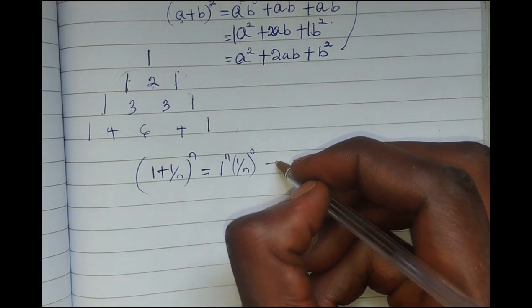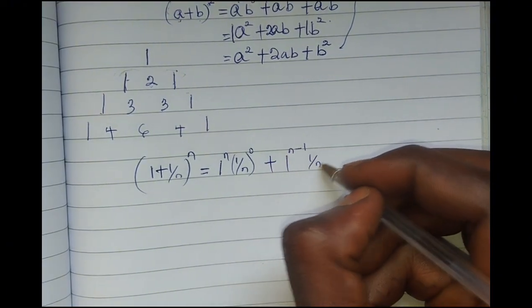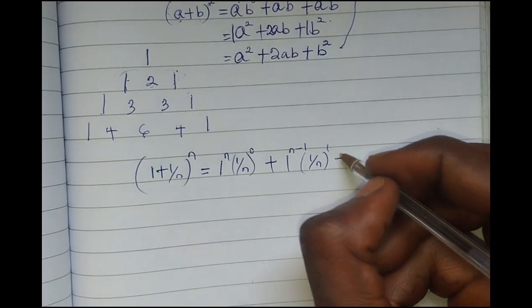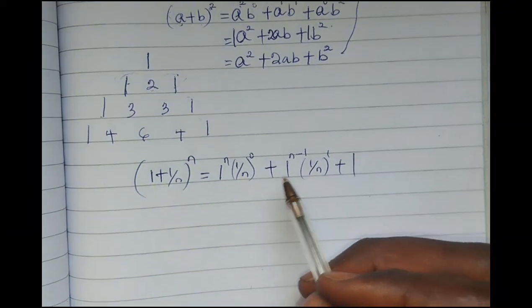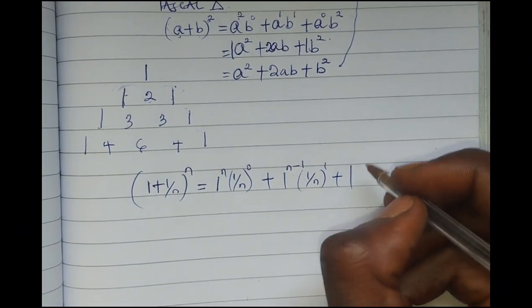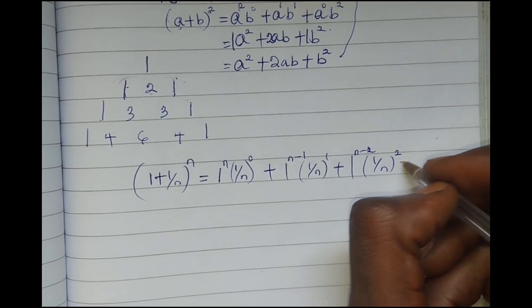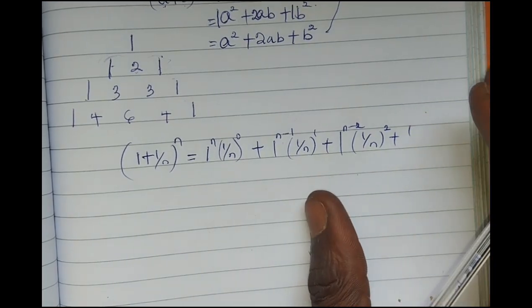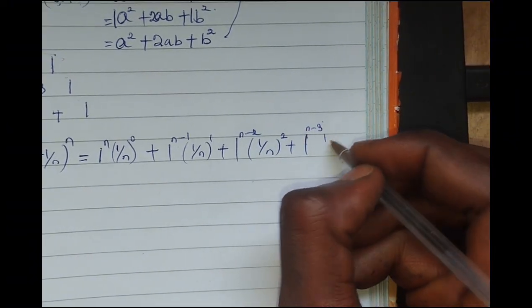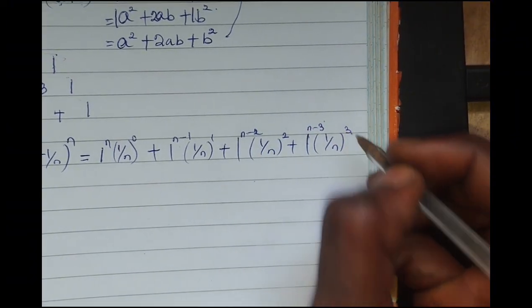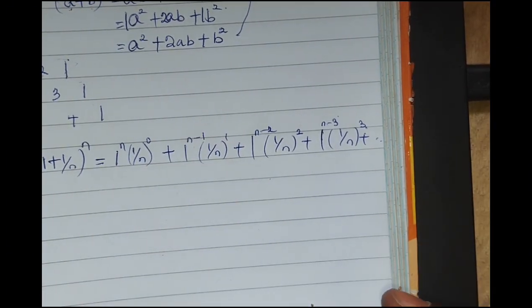So we have again 1 to the power n minus 1, all over n to the power of 1. You notice that this power is always going down by 1. The same thing applies here. So 1 to the power n minus 2, all over n to the power 2. So we have 1 to the power n minus 3, all over n to the power 3. So let us stop here, and this pattern will keep on going like this.